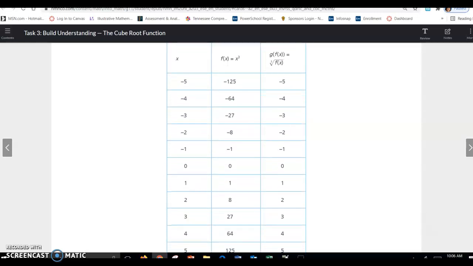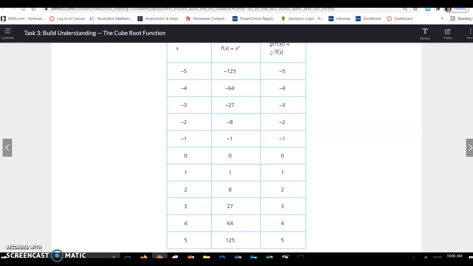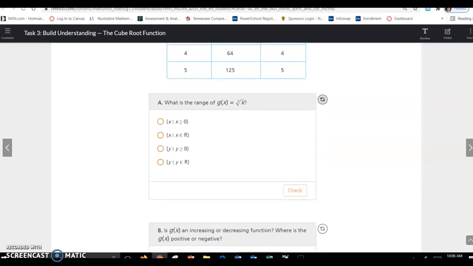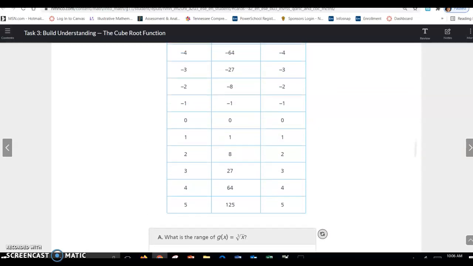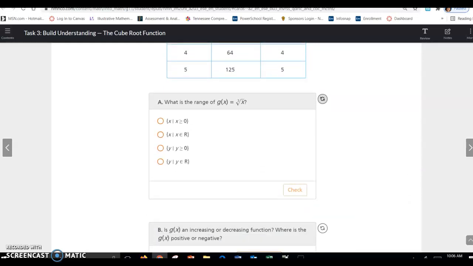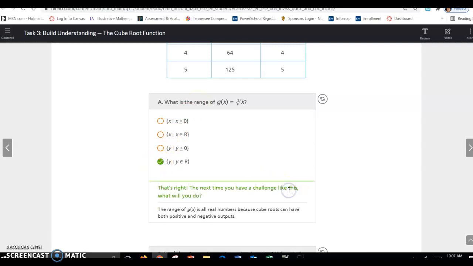All right, again, since it's not restricted on the domain, you can see that they've picked both negative and positive numbers, plugged it in for f of x and also for g of x. All right, it says, what is the range of g of x equals the cube root of x? Since it's all real numbers, the range, remember, range is your y's, domain is your x's. So your range would be your y's, and this would be all real numbers.